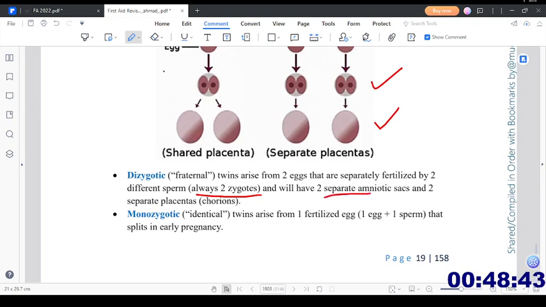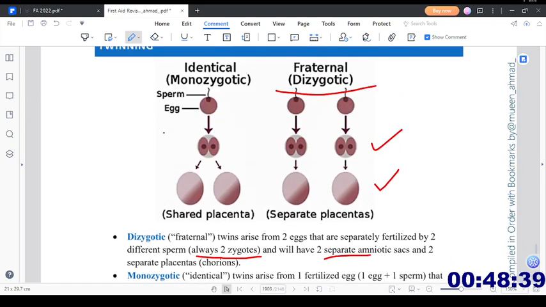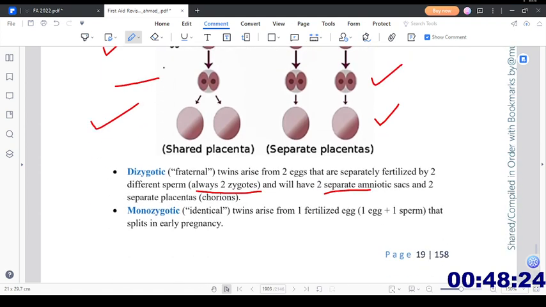In the case of monozygotic twins, only one ovum and one sperm are present, but the zygote gets split into two embryos, and that is why twins arise from one fertilized egg, one egg plus one sperm, that splits early in the pregnancy. This is a basic concept. So let's move on.